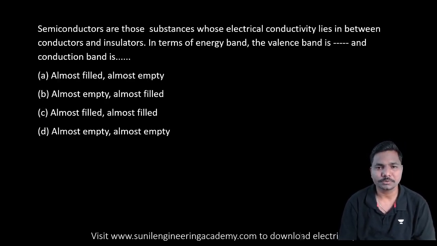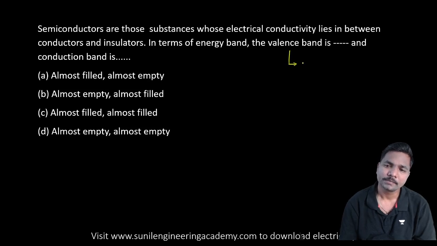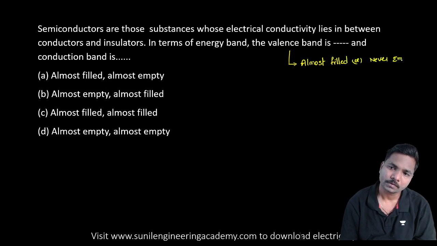Semiconductors are those substances whose electrical conductivity lies between conductors and insulators. In terms of the energy band, the valence band is dash and the conduction band is dash. In the very first question I gave about this, the valence band is almost completely filled and never empty, and the conduction band may be empty.